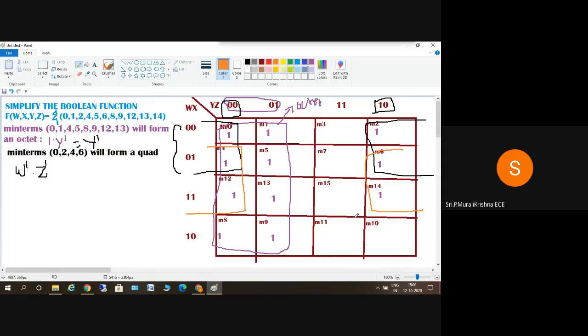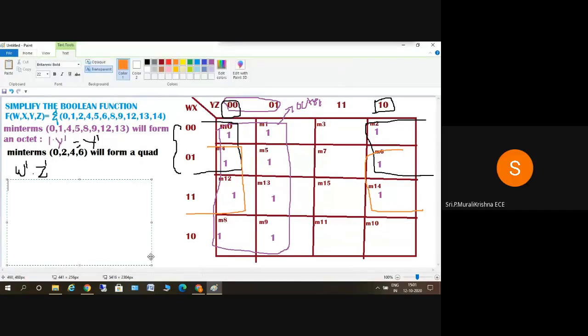When there is a possibility of quad, so why to go for a pair? Because this quad will eliminate two literals. So it is further simplification. Yes, sir. So hence, so what are the min terms? Yeah, 4, 6, 12, 14, sir. 4, 6, 12, 14. So we'll form a quad.